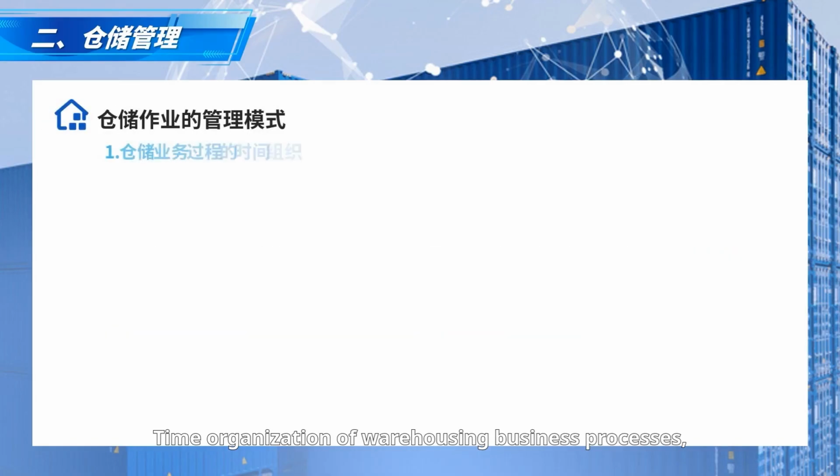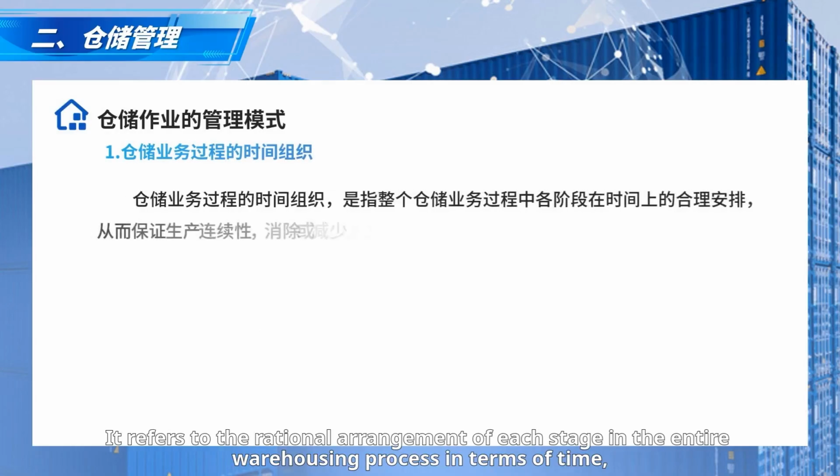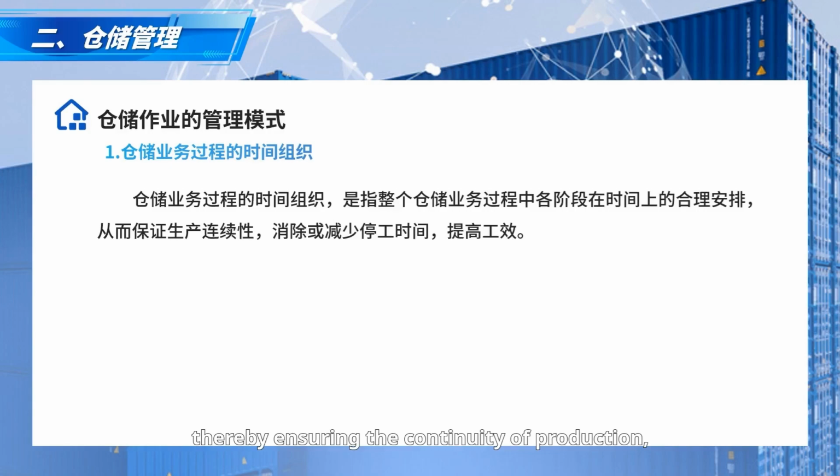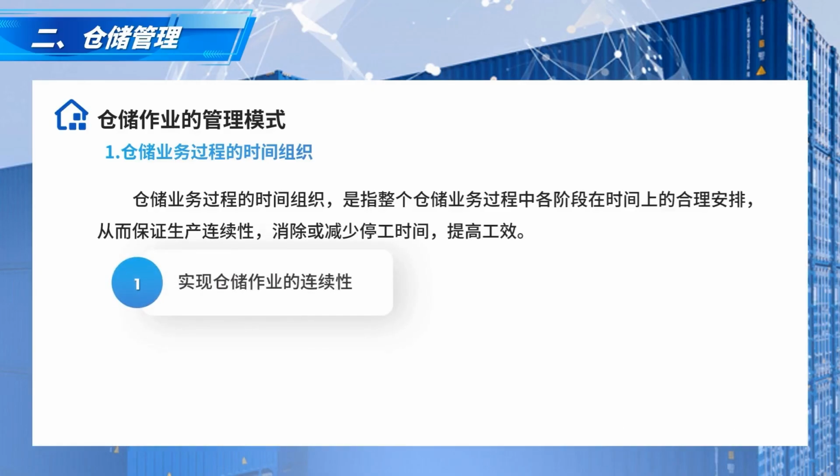Time organization of warehousing business processes refers to the rational arrangement of each stage in the entire warehousing process in terms of time, thereby ensuring the continuity of production, eliminating and reducing downtime, and improving efficiency. To improve the continuity of the warehousing business process, every step from warehousing to outgoing should be closely linked, ensuring the continuity of the process, and eliminating or shortening waiting times, increasing labor productivity, and accelerating inventory turnover.